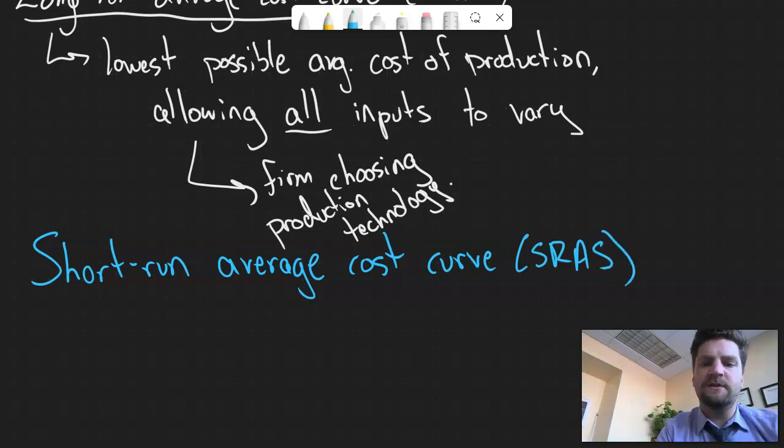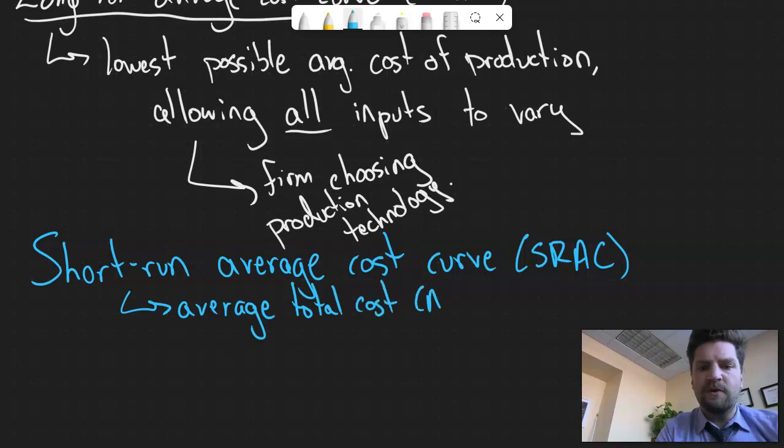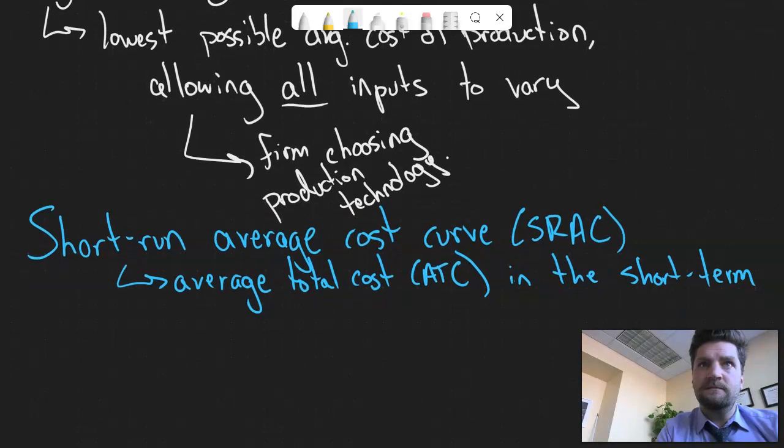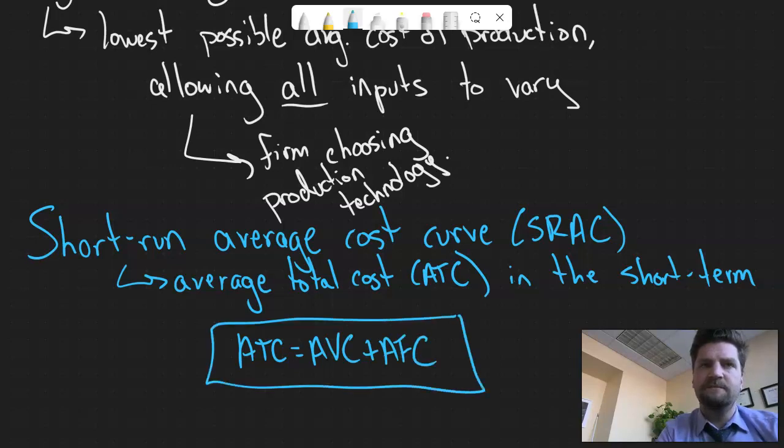So the short-run average cost curve, also SRAC, is the average total cost. We know that can be abbreviated by ATC, right, from our lesson last class. In the short term, and essentially this average total cost is going to be what? Nothing more than the addition of my average variable costs and my average fixed costs. So that's just kind of a side note there.